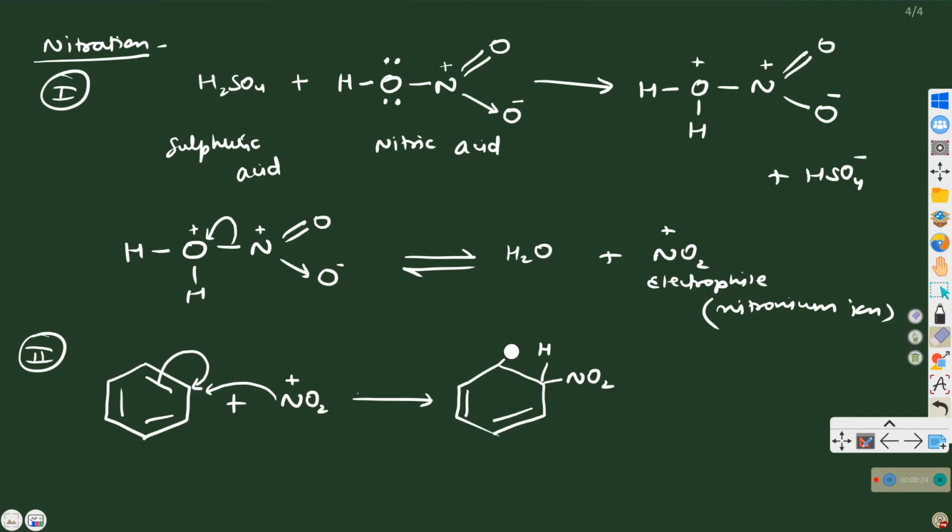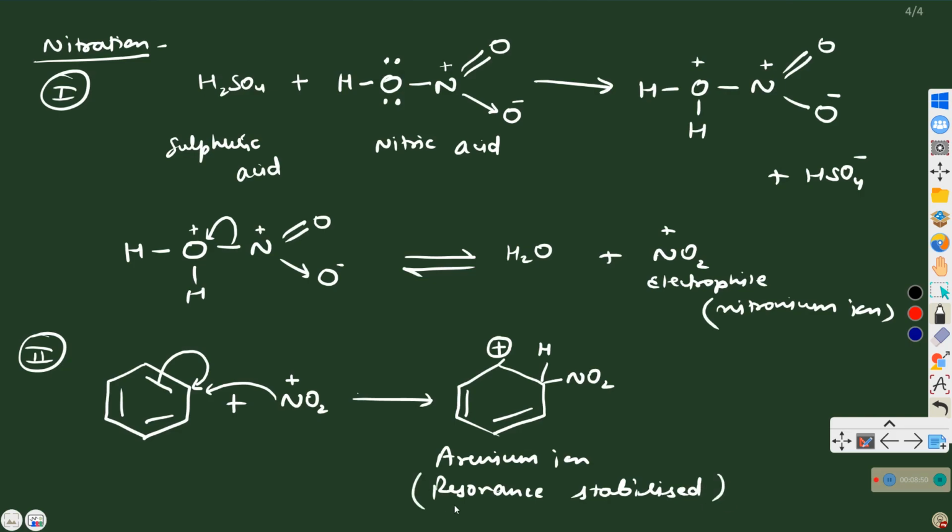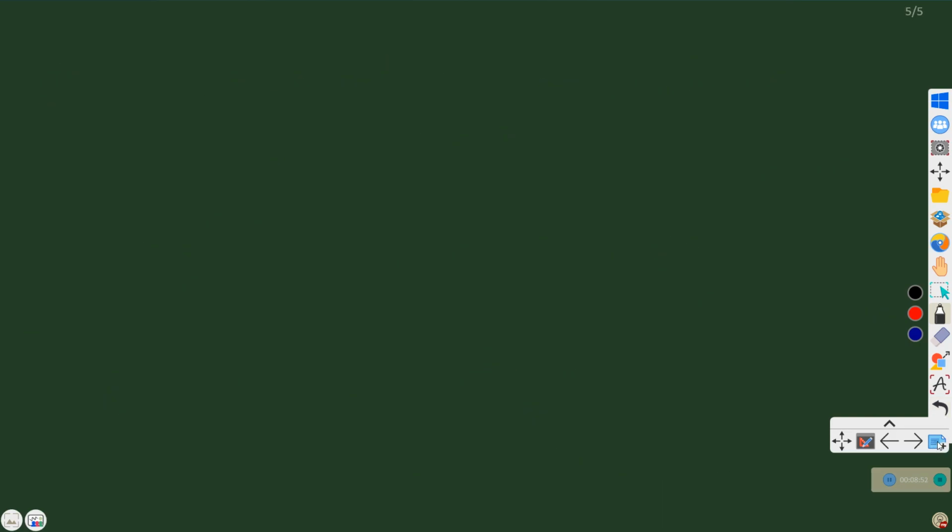And then this carbon will acquire positive charge. This is our sigma complex or the carbocation or arenium ion, which is resonance stabilized. I've already shown you the resonating structures, so I'm not going to repeat them here. This is resonance stabilized.